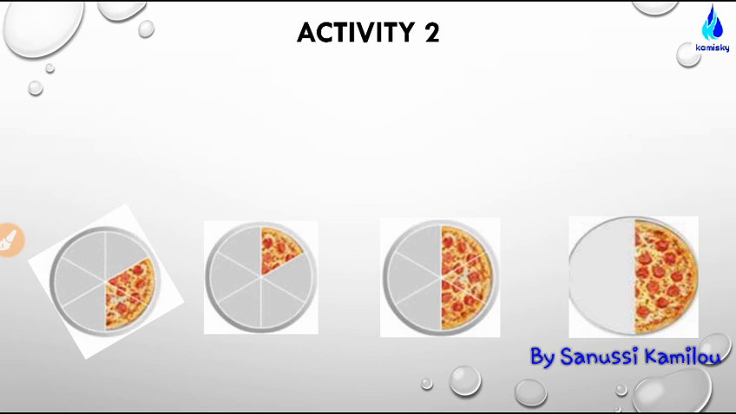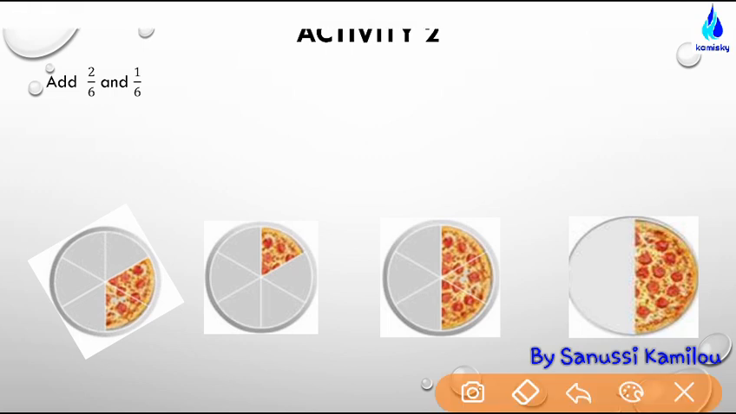Activity number 2 is saying we should add 2 over 6 and 1 out of 6. We should add 2 out of 6 and 1 out of 6. Without wasting time, let's start. We are going to follow the same steps.